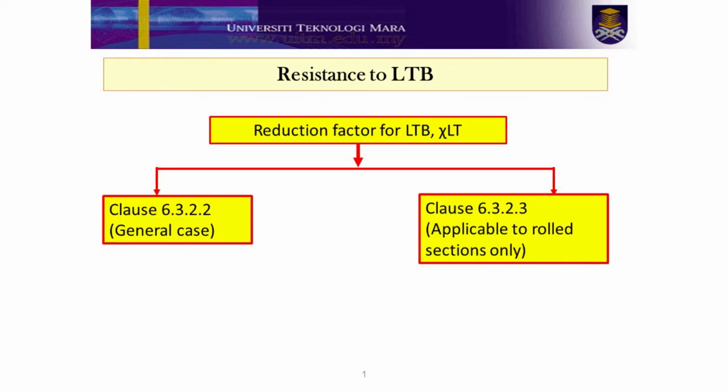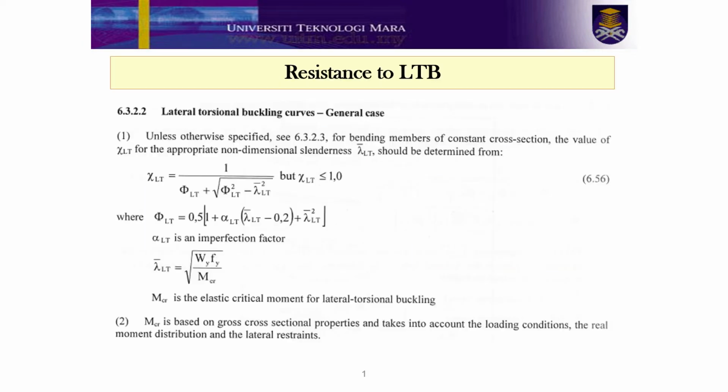Two methods of calculating the reduction factor are provided in EC3 as follows. 1. The so-called general case, mentioned in clause 6.3.2.2, is applicable to all members of constant cross-section. 2. The approach detailed in clause 6.3.2.3 is applicable to rolled sections only. Okay, let's look at the first approach in determining the buckling reduction factor.